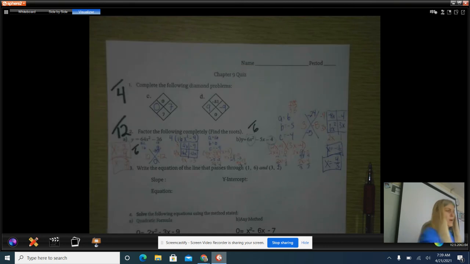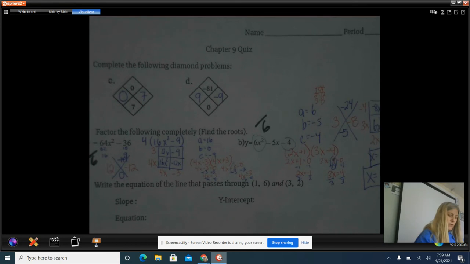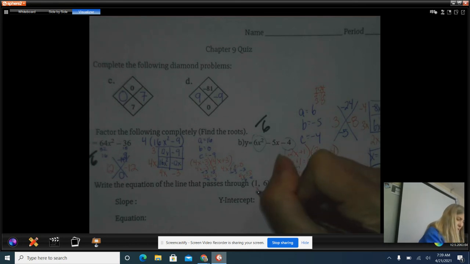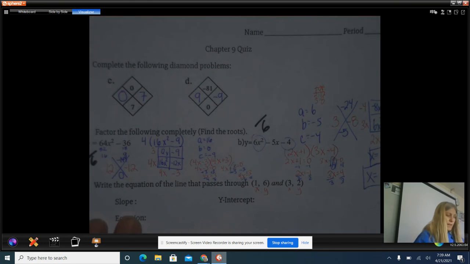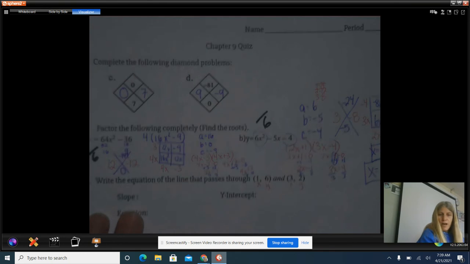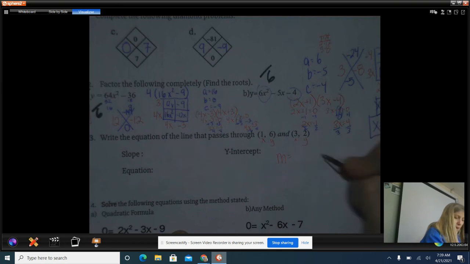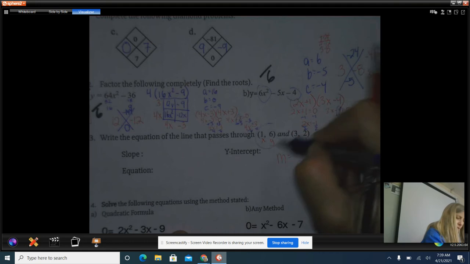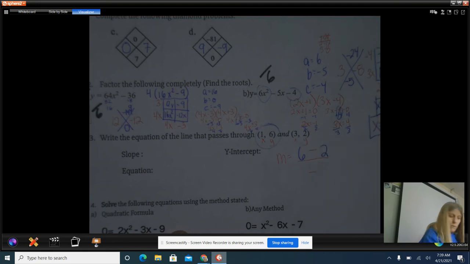Okay, problem number 3, we're finding the equation of the line that goes through these 2 points. So first we go ahead and write xy, xy, and we're going to find the slope first. The slope is subtracting the y's over subtracting the x's. So we're going to find that slope, and we're going to set up our subtraction problem. I'm going to start with my biggest y, which is this ordered pair. So I have 6 minus my other y, which is 2. I start with the same for my x's on the bottom, 1 minus 3.